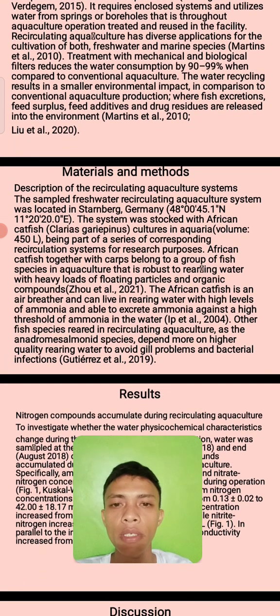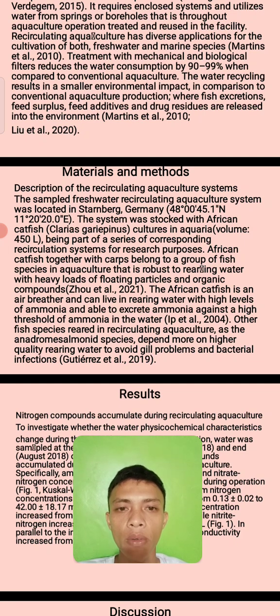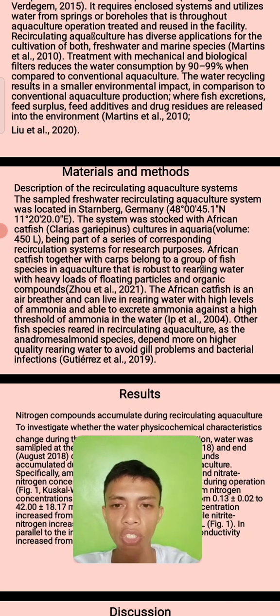Materials and methods. Description of the recirculating aquaculture systems. The sampled freshwater recirculating aquaculture system was located in Starnberg, Germany, 48 degrees north and 11 degrees east. In 2020 the system was stocked with African catfish, Clarias gariepinus, cultured in aquaria of 450 liter volume. Being a part of a series of corresponding circulation systems for research purposes, African catfish together with carps belong to a group of fish species in aquaculture that is robust to rearing water with heavy loads of floating particles and organic compounds, or Shu 2021.